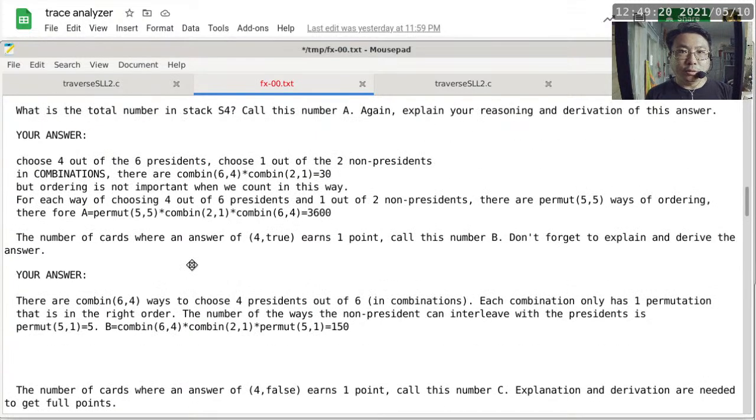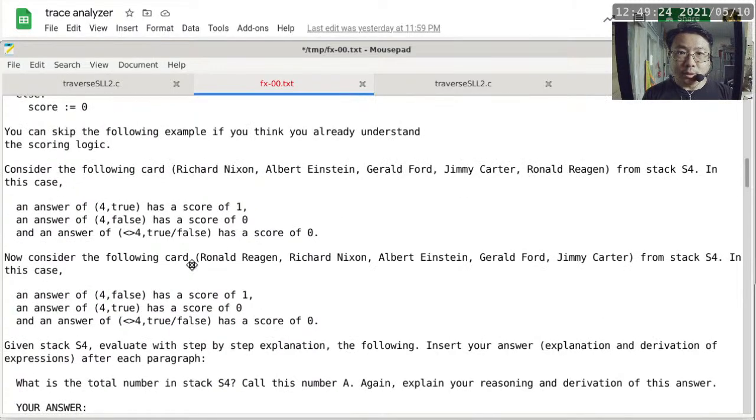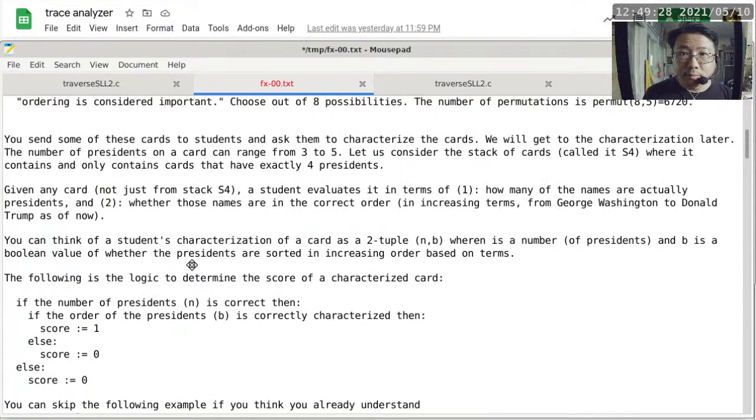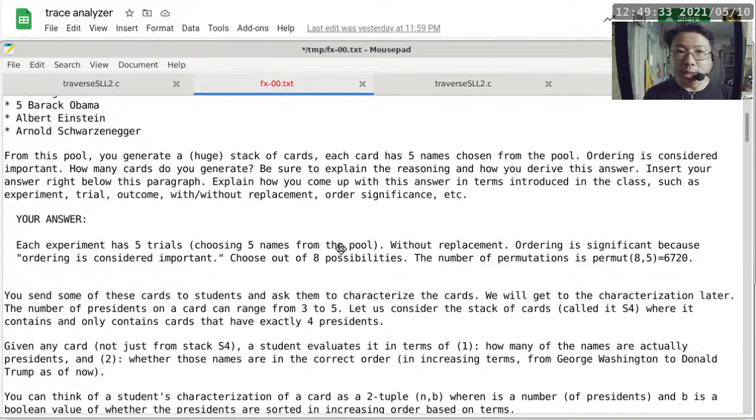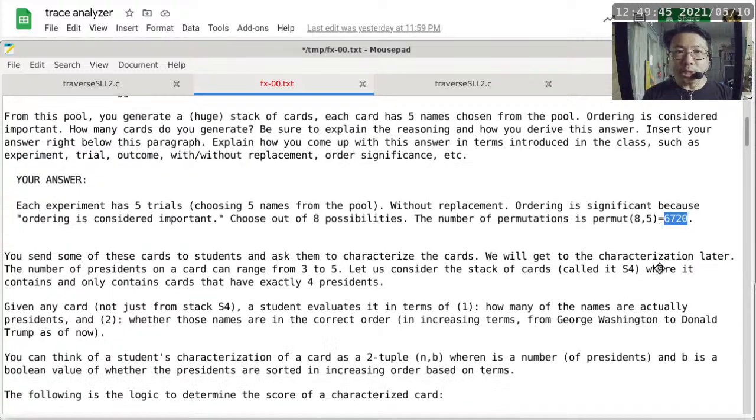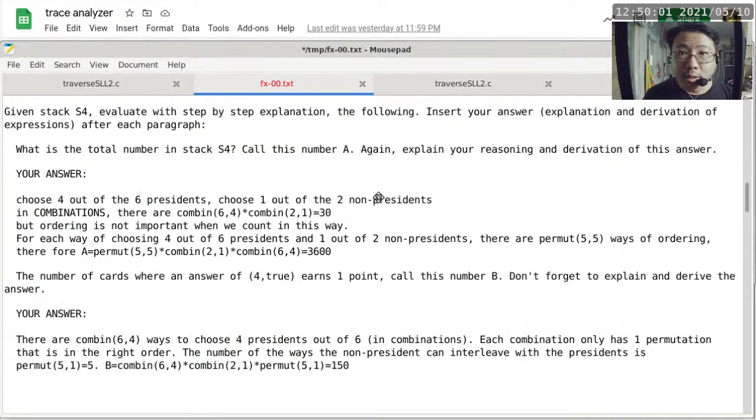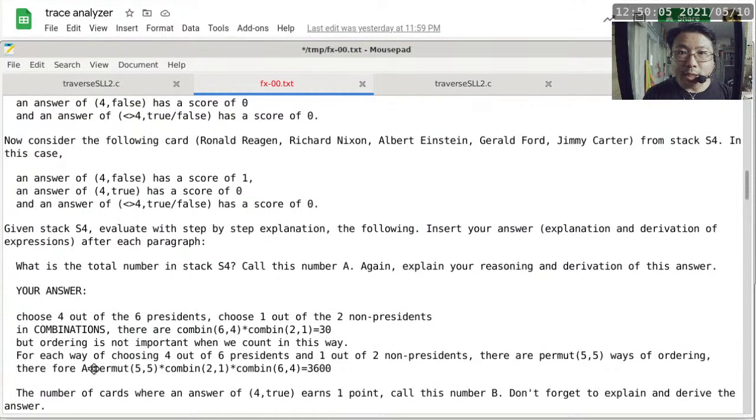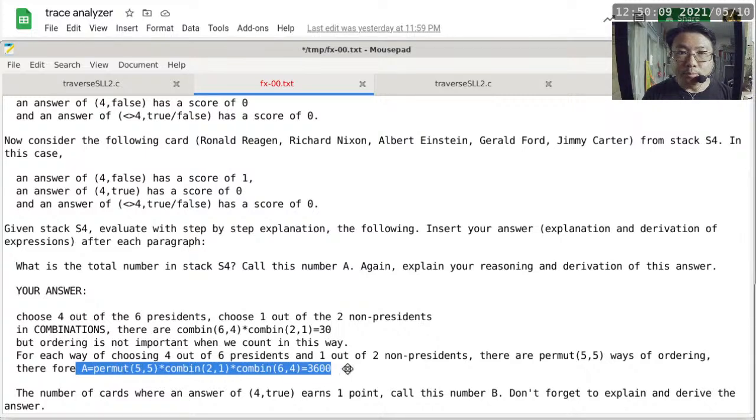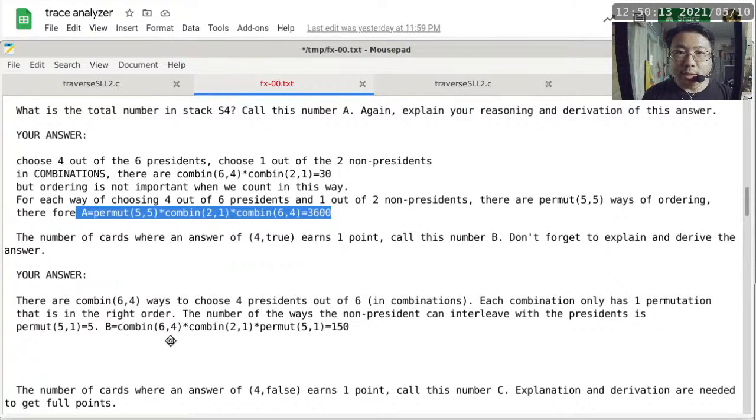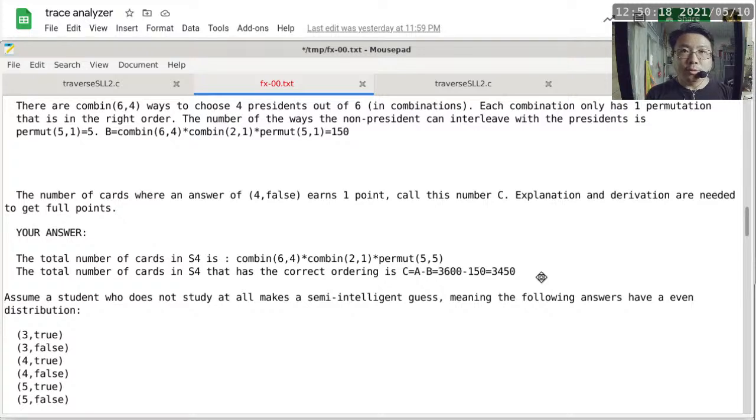A is referring to the total number of cards. So let's go back to the first question. Oh, I take it back. A is not referring to that. A is referring to another number. 6,720 is the total number of possible cards. So when we add up the possibilities of all of those 6 possible answers, they should add up to 6,720. And then we have A being calculated here, and then we have B calculated down here, and then we have C being calculated down here. Basically, A equals B plus C.